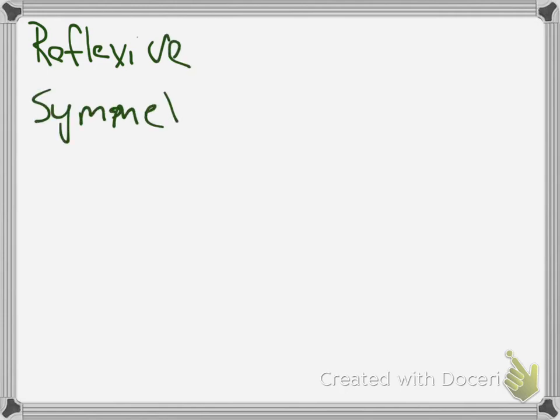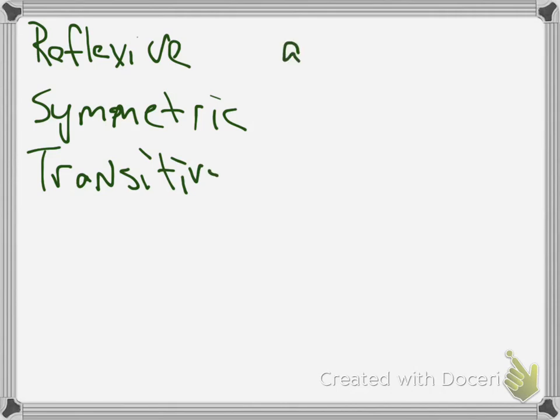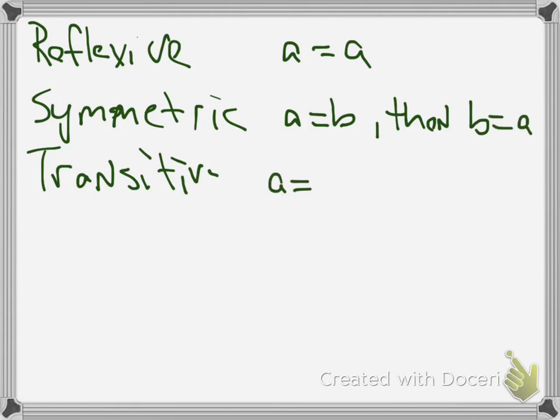All right. You should know your reflexive property, symmetric property, transitive property. Keep in mind, anything reflexive means is equal to itself. So like A is equal to A. Symmetric property is A is equal to B, then B is equal to A. Transitive says like A is equal to B, B is equal to C, then A is equal to C. Something along those lines. So make sure of that.